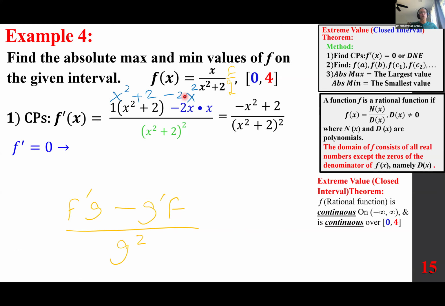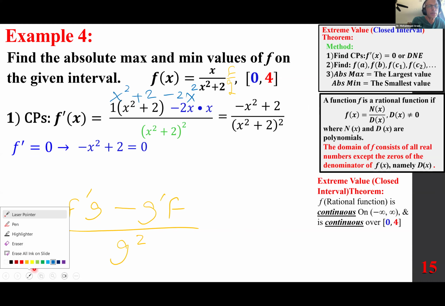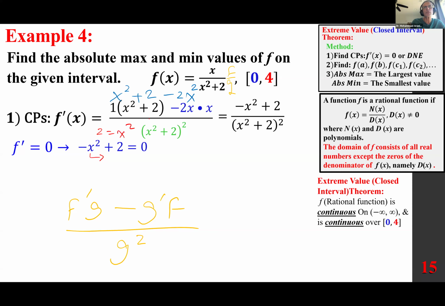f prime equals 0. A fraction is 0, as we mentioned before, when the numerator is 0, in this case, minus x squared plus 2. So if minus x squared plus 2 is 0, that means we move this and we get 2 equals x squared. x is plus or minus square root of 2.